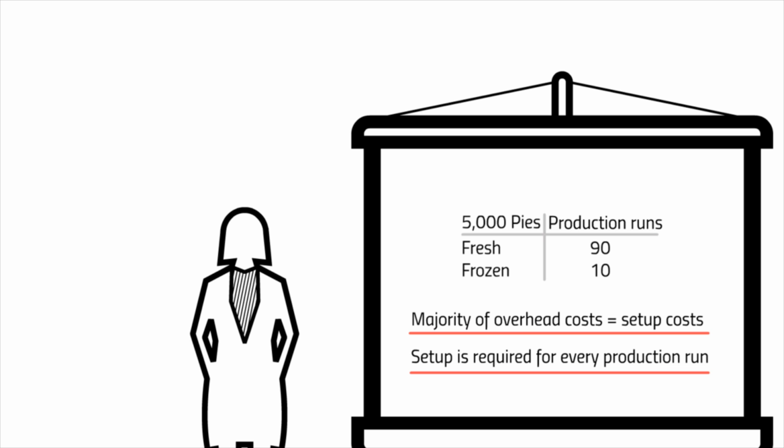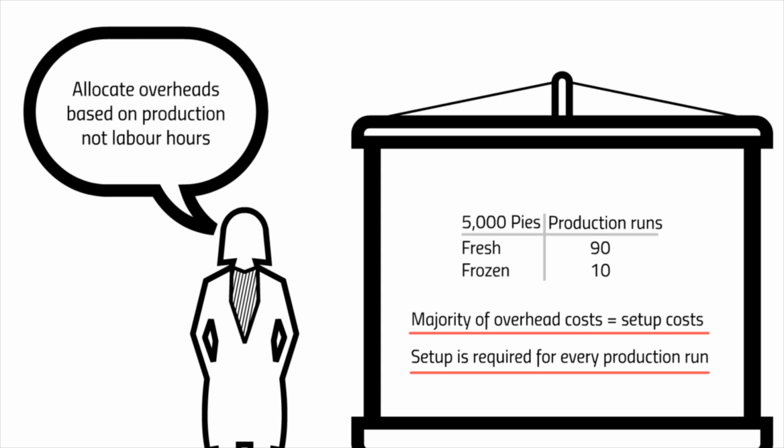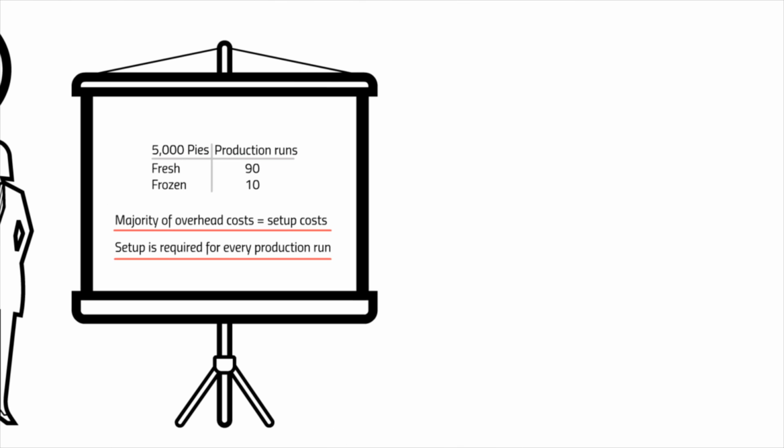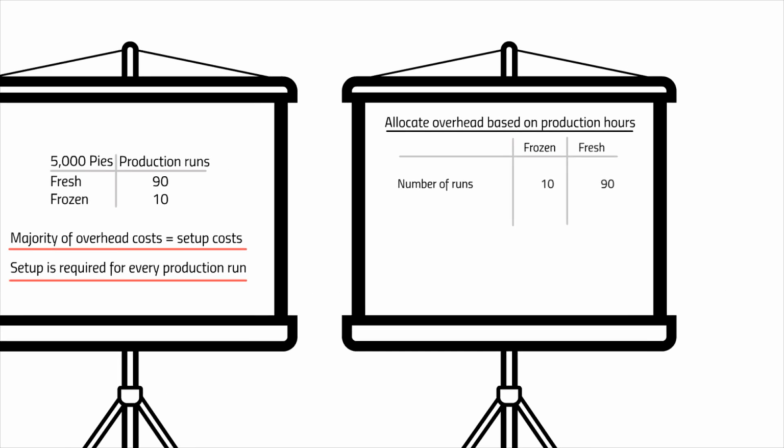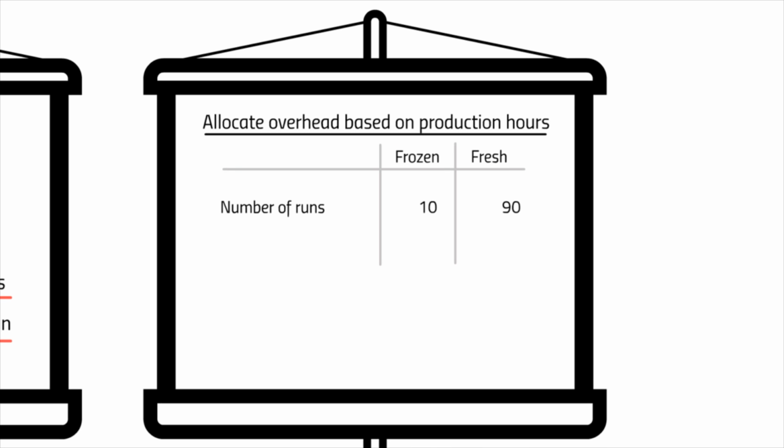So in light of all of this then, our production manager claims it would in fact be more appropriate to allocate overheads based on production runs rather than labour hours. So how would we do that? Well, we start with the number of production runs for each, so that's just the 10 for frozen pies and 90 for fresh pies. So that means in total 100 production runs are required.